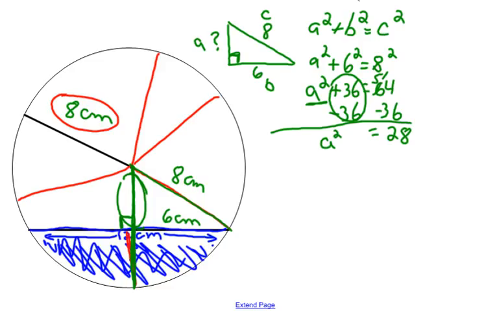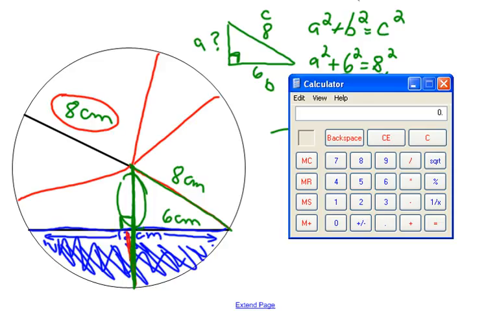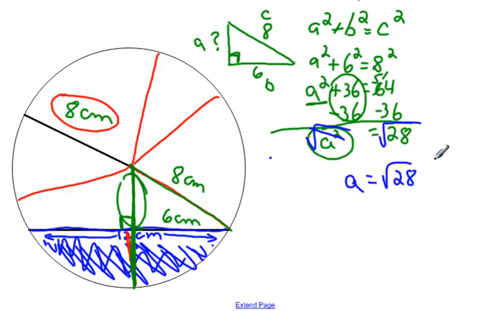Our question is to find a, not a squared. So somehow we have to unlock that. How we can do that is we can take the square root of both sides. Square root is the opposite operation of squares, so we get a is equal to the square root of 28. We can use a calculator to find out what the square root of 28 is, and round it to 2 decimal places, 5.29. So a is equal to 5.29.